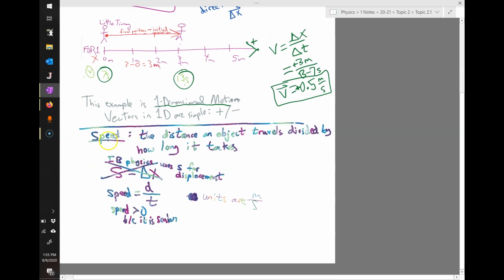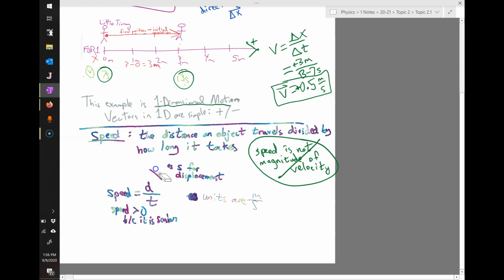Okay, speed is not the same thing as velocity. Speed is the distance that an object travels divided by how long it takes. Some people say that speed is the magnitude of velocity, and that's not quite right. There are situations where that's true, but there are other situations where that's not true. So we're not going to say that. It's a little more complicated than that. In simple situations, that might be true, but we can be beyond that for now.